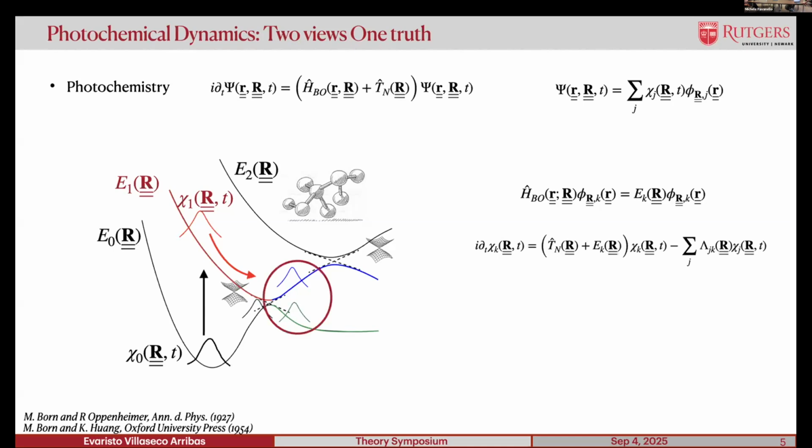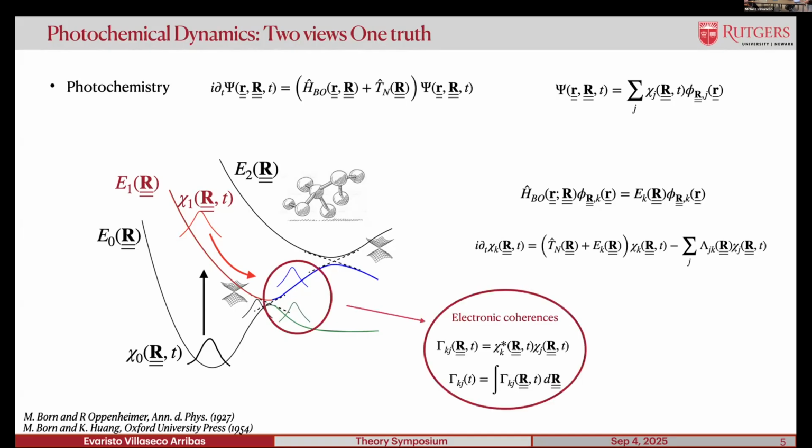So in this picture, the concept of electronic coherences arises, and they are basically a product of the wave packet components. So you can think of them as basically overlapping in space and time of nuclear wave packet components. Now, people often refer to coherences as basically the integrated quantity in nuclear space, and I'll refer to that as spatially integrated coherences. And why do we care about coherences in the first place?